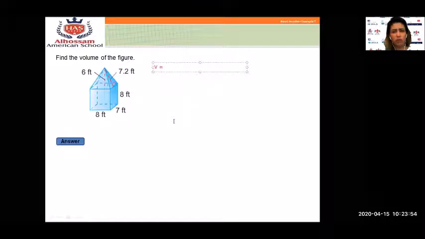Half multiply base multiply height. No, that is the area of the triangle. Length by width by height, Omar. Guys, the volume of the prism, the rule of the rectangular prism, is length by width by height. Start. Length by width by height equals.